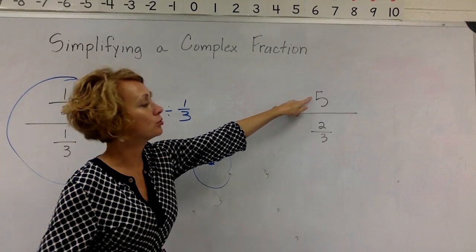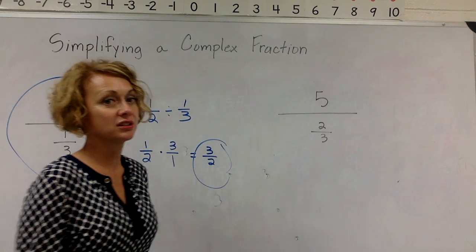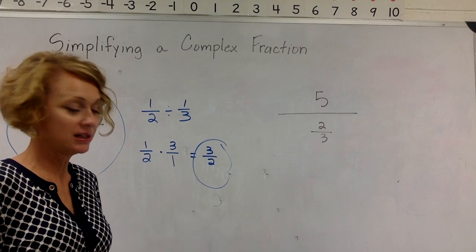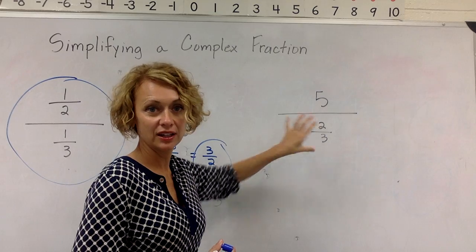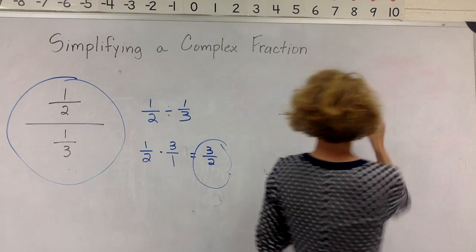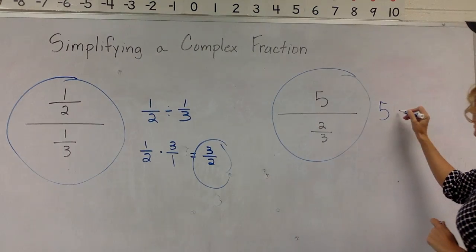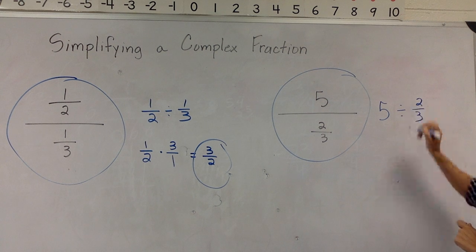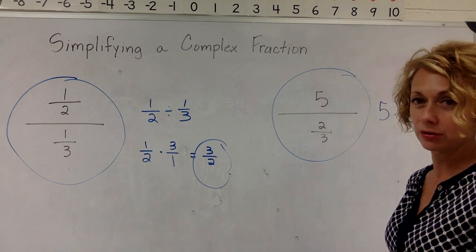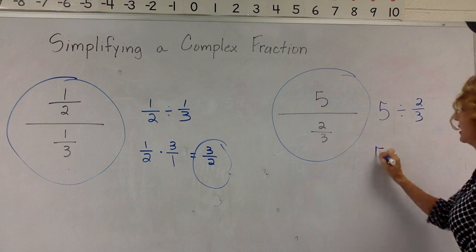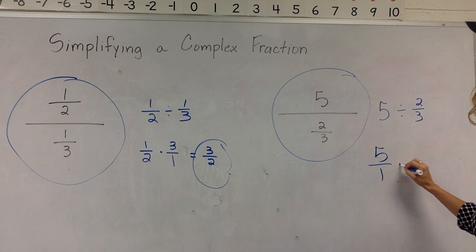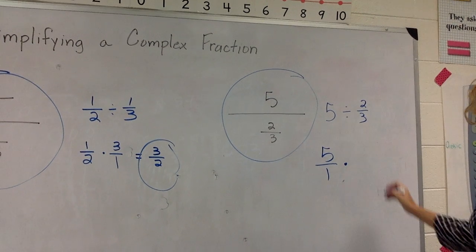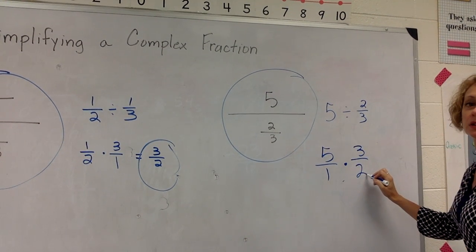Our second one has a whole number in the numerator and a fraction in the denominator. Still, I want to simplify it by using what I know about the idea of a fraction being numerator divided by denominator. I'm going to write this one out as 5 divided by 2/3. And I'm going to use my algorithm. I'm going to say 5, I'm going to make that become a fraction. 5/1 multiplied by, I'm going to do the reciprocal of 2/3, which becomes 3/2.